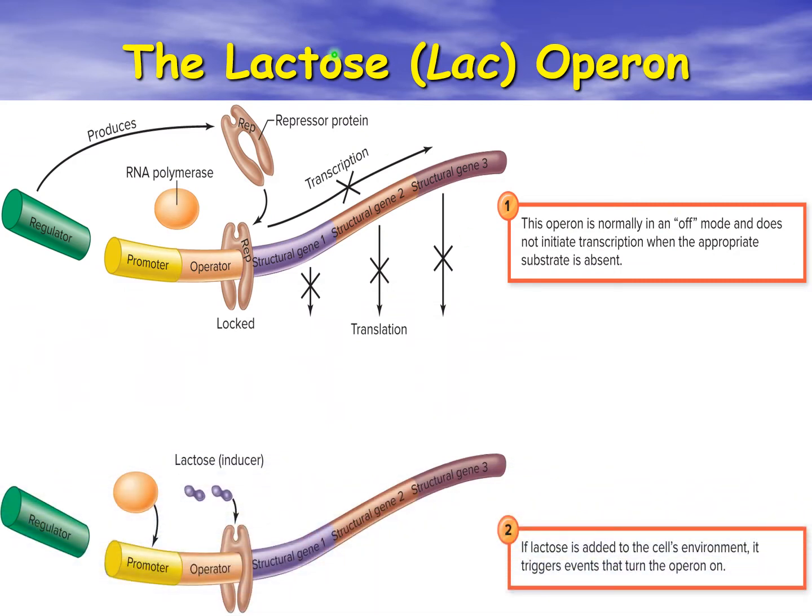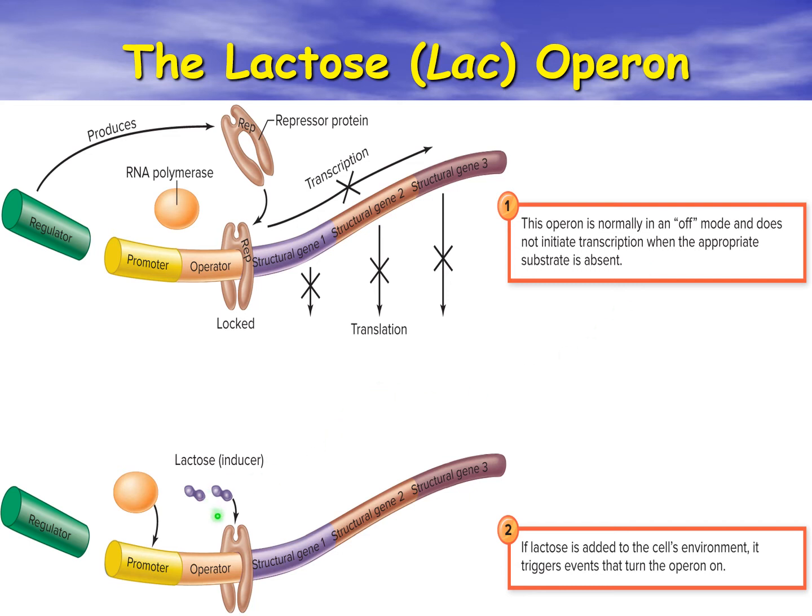So here's the picture. Here's the regulatory gene. It produces the repressor protein at a steady-state rate. The repressor binds to the operator, and RNA polymerase tries to bind to the promoter, but basically runs up against that repressor protein and cannot continue down and transcribe the structural genes. So the operon is normally in the off mode and does not initiate transcription when the appropriate substrate, lactose, is absent within the cell. But what if lactose is actually in the cell?